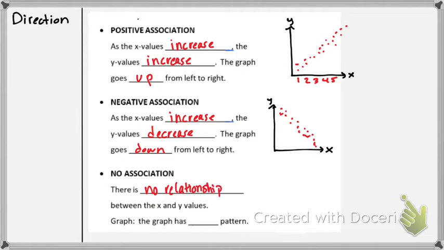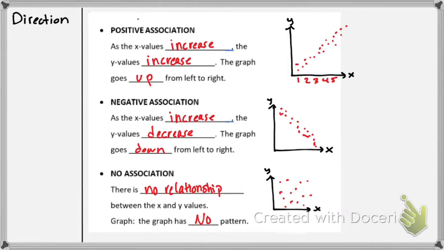between the x and y values, and the graph has no pattern. This is how it looks. We have our x, y axes, and then our points are like this. They don't really have a pattern, because if I try to draw a trend line that goes up, you can't really say that it goes up. If you have a trend line that goes down, you can't really say that it's going down, because the points are all over the place. If you say that it goes straight, it doesn't really have a direction.